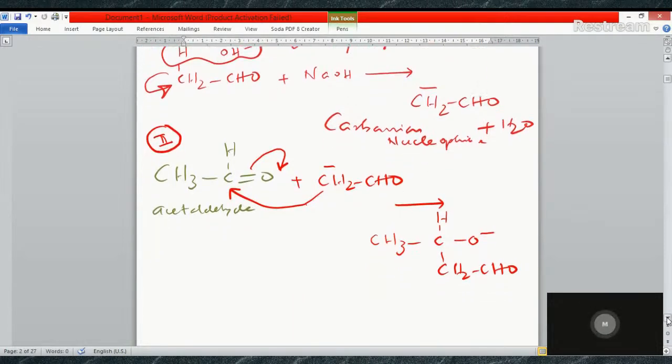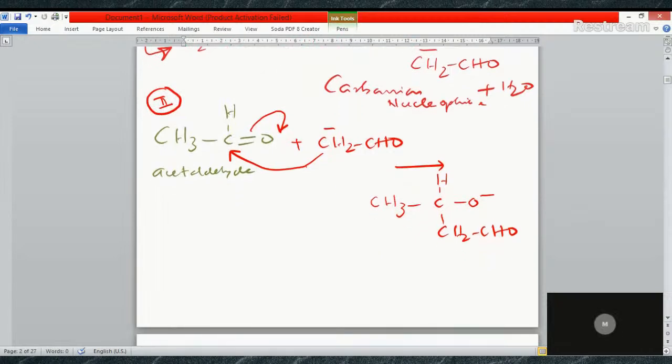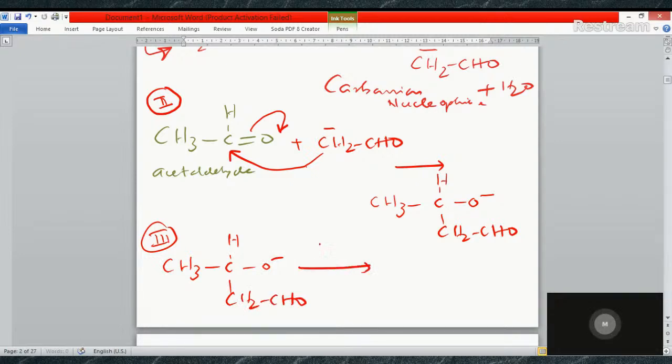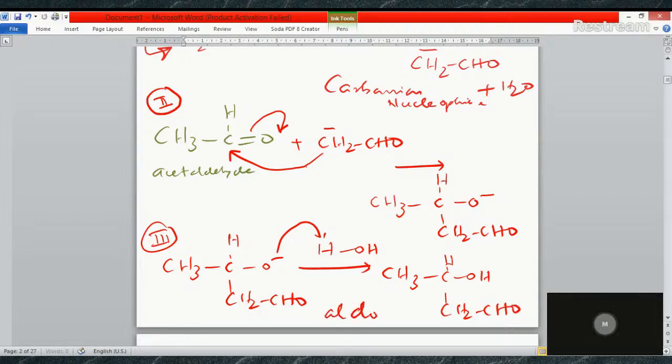The oxide formed above can be protonated as follows in step 3. Take CH3CH, O minus and CH2CH4. On protonation by using water, the electrons are given to this hydrogen, and the product will be CH3CH, OH, and CH2CH4. The compound formed here is generally called aldol.